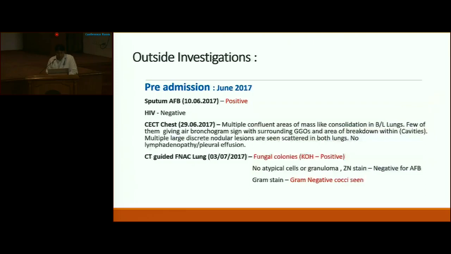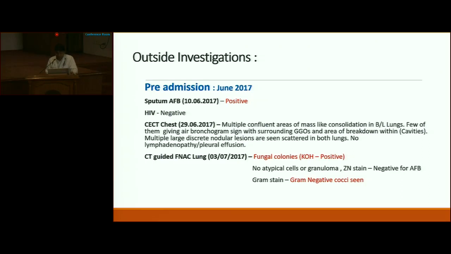Investigation, the pre-admission, before getting admitted in the PGI in June 2017. Sputum AFB was positive from outside. HIV was negative. CT chest shows multiple confluent areas of mass-like consolidation in bilateral lungs, a few of them giving the air bronchogram sign with surrounding GGOs and areas of breakdown within cavities. Multiple large discrete nodular lesions are seen scattered in both lungs. No lymphadenopathy or pleural effusion was seen.